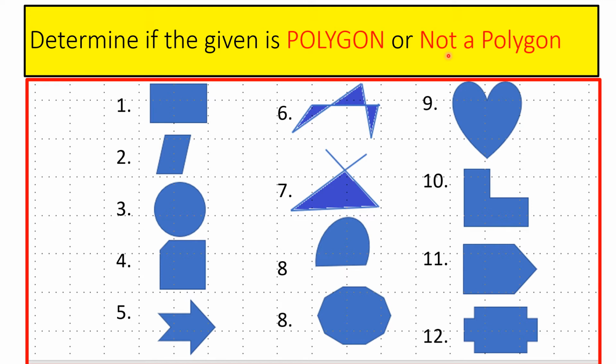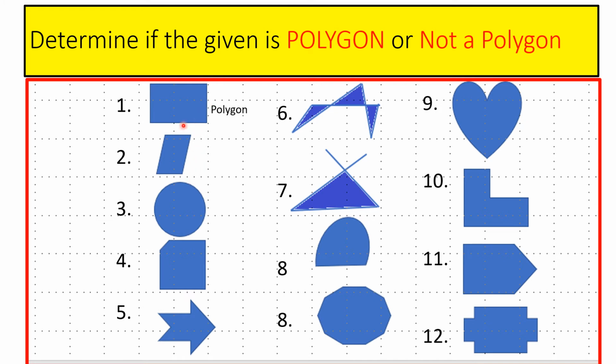How do we know whether the given is a polygon? Actually, we have segments, no? The sides of the polygon are segments; a side cannot be a circle or a semicircle. So we are in the first number. Is this a polygon or not a polygon? What is your answer? The answer is, it is a polygon.